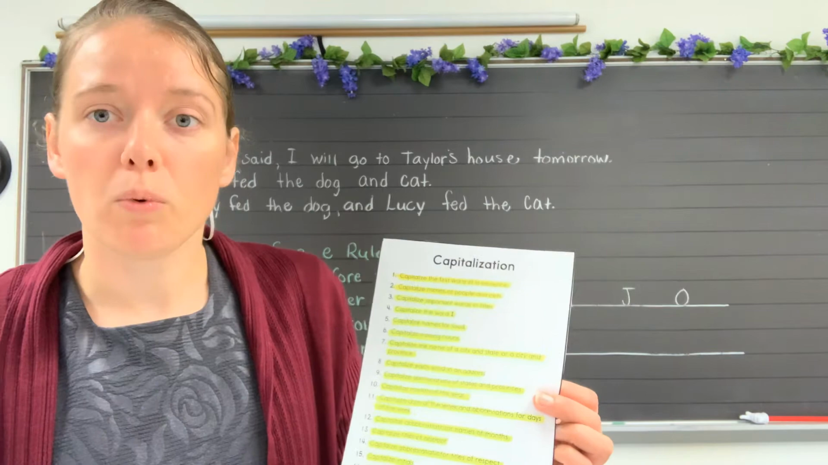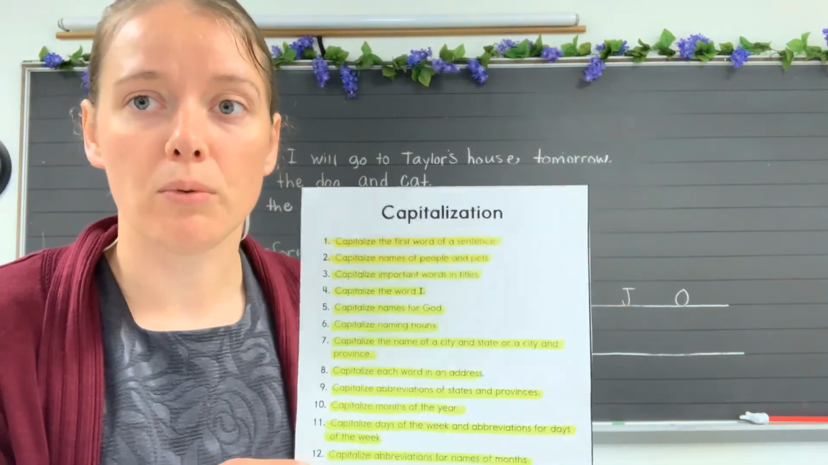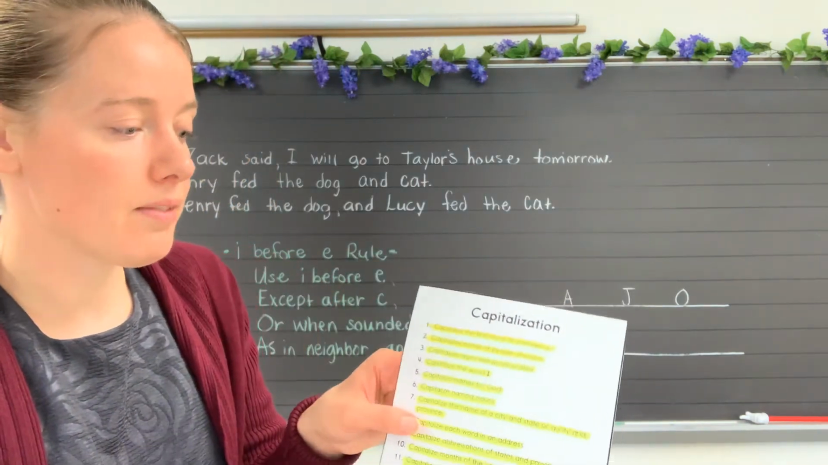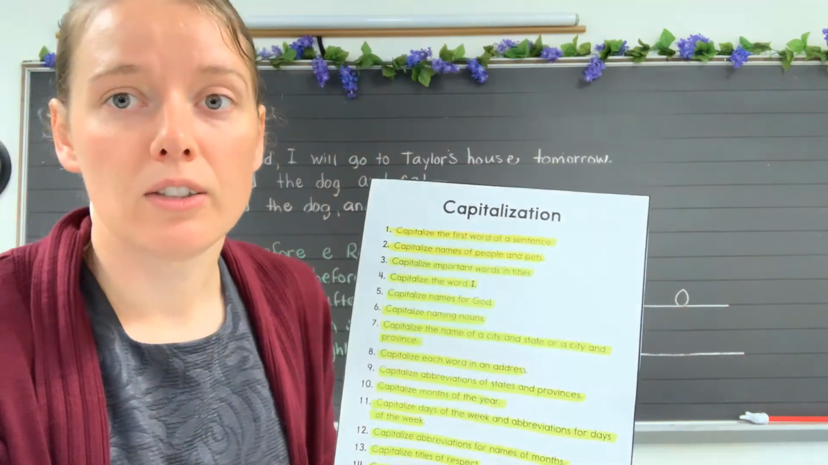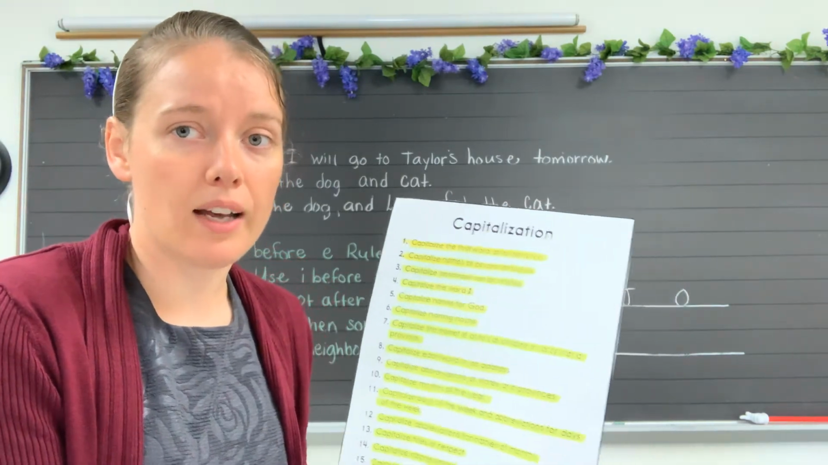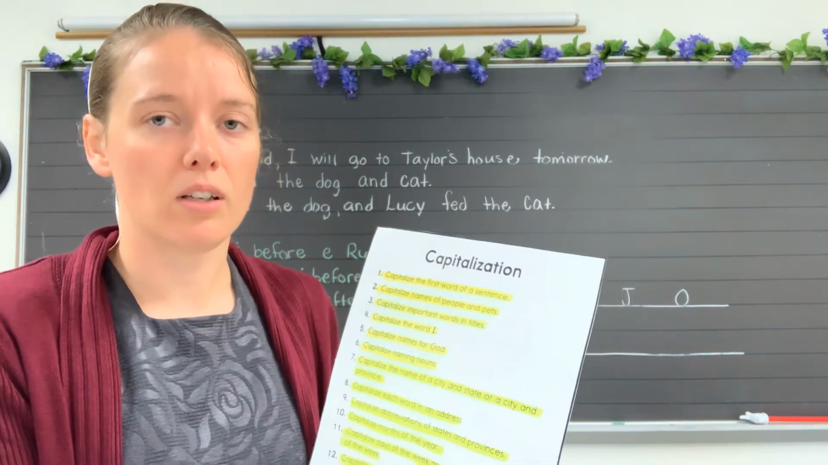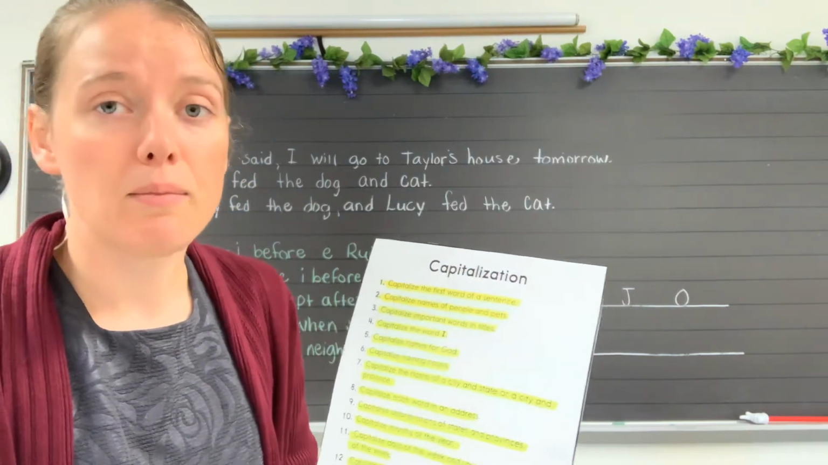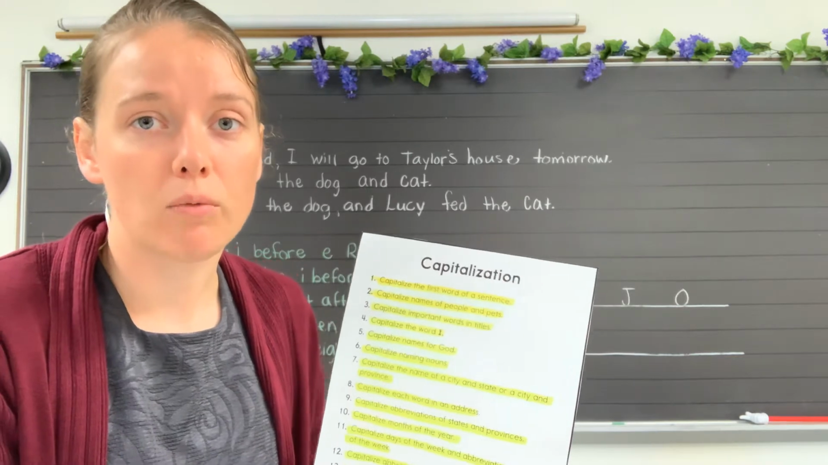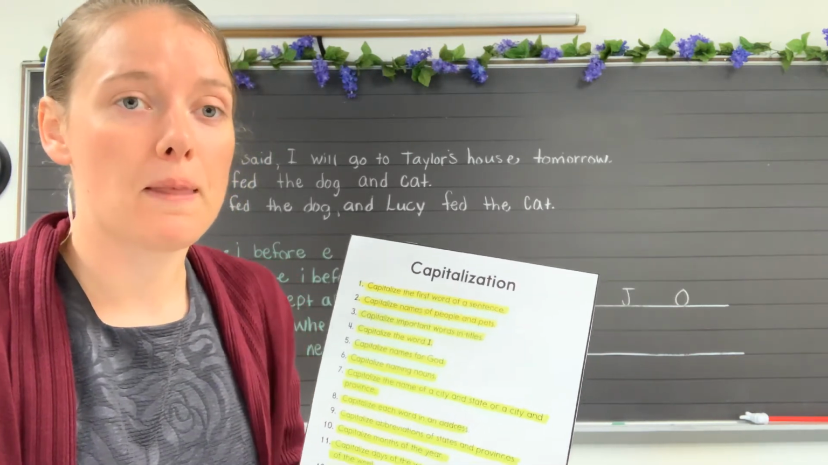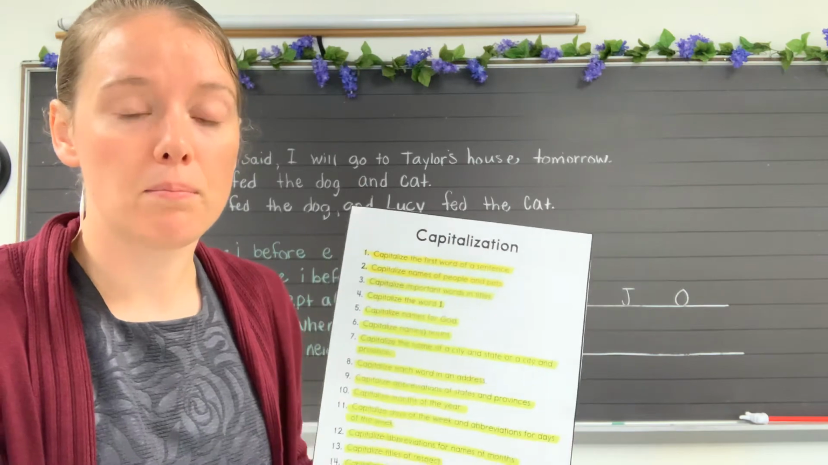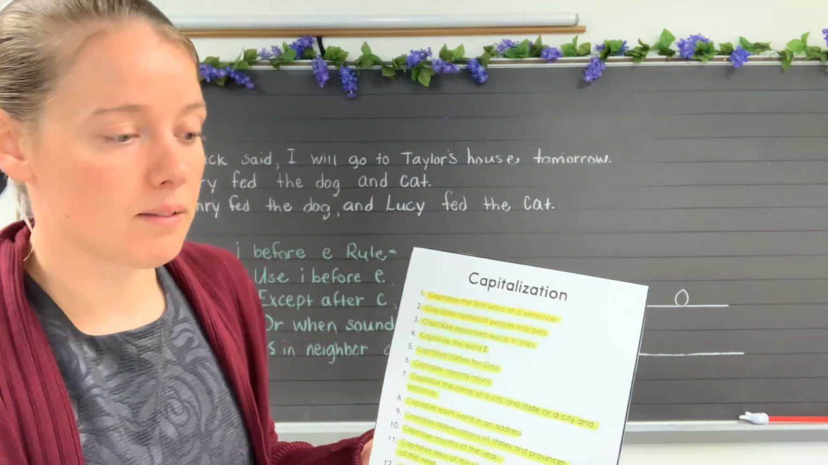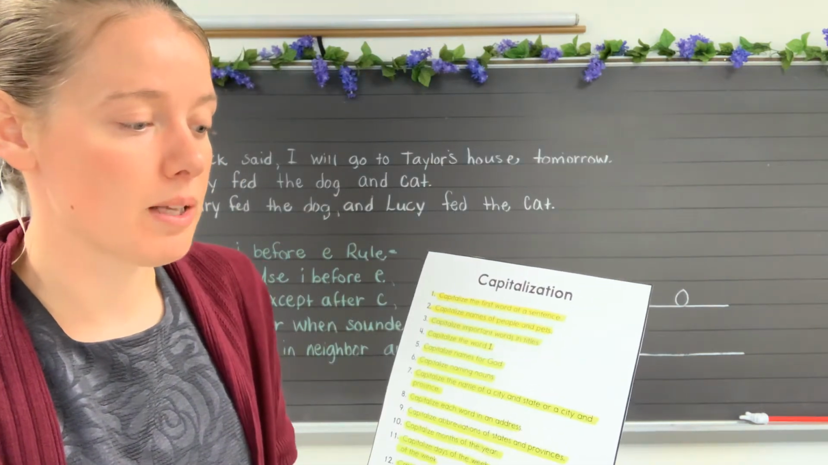Number 4 is capitalize the word I, so whenever you have a sentence with I, you will capitalize the word I in the sentence. Number 5 is capitalize names for God. So names for God always get capitalized, like Jesus and Christ and Lord and all those words. Number 6, capitalize naming nouns. Whenever you have a naming noun, which can name people and places, it can name certain buildings, so like pets and people, those are naming nouns.